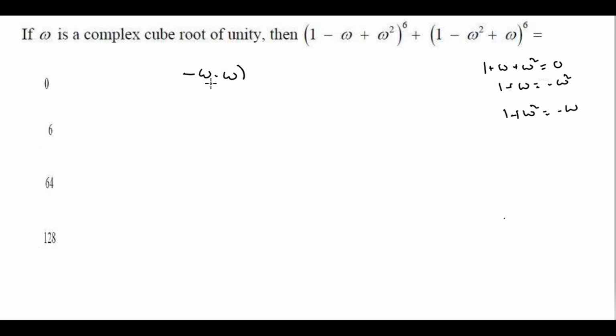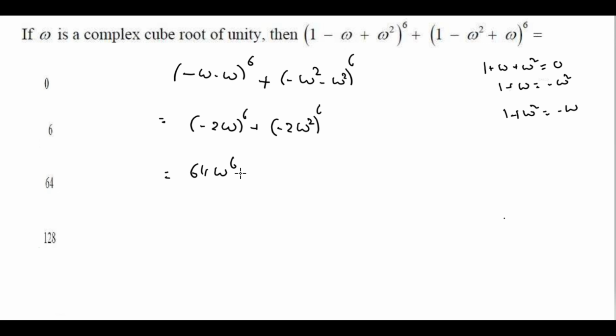So substituting this relation in the problem, here 1 plus omega square minus omega, that is minus 2 omega, whole to the power of 6, plus here 1 plus omega is minus omega square, so minus 2 omega square whole to the power of 6. 2 power 6 is 64, omega power 6 plus minus 2 whole power 6, that is 64 omega power 12.